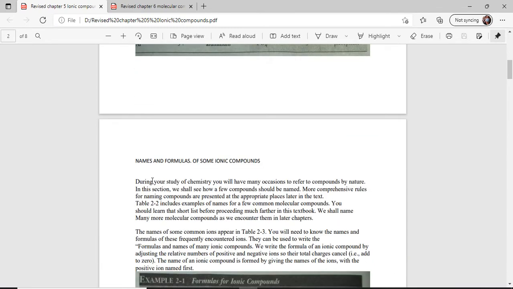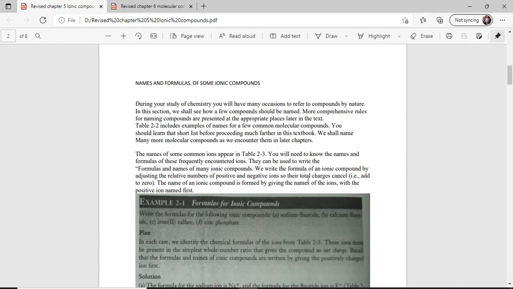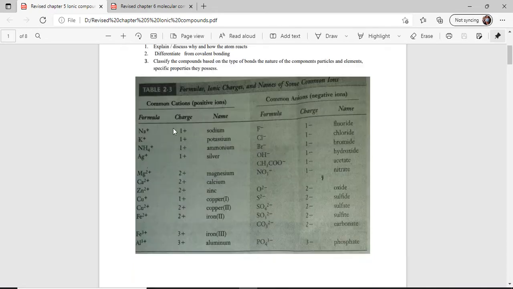For your names and your formulas of some of your ionic compounds, during your study of chemistry, you will have many occasions to refer to compounds by their names. In this section, we shall see how a few compounds should be named. More comprehensive rules for naming compounds are presented at the appropriate places later sa aton module. Your table 2-2 includes examples of the names of a few common compounds. Sorry, it's 2.2.